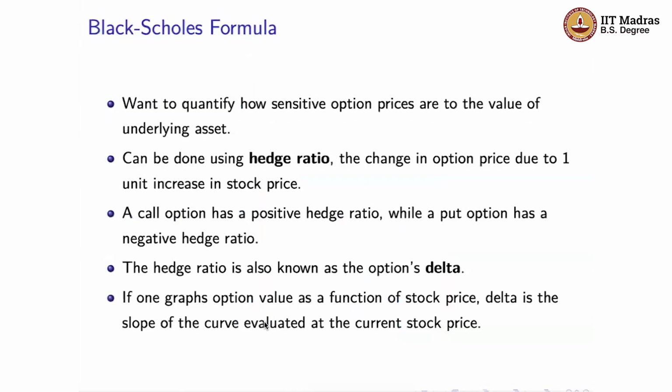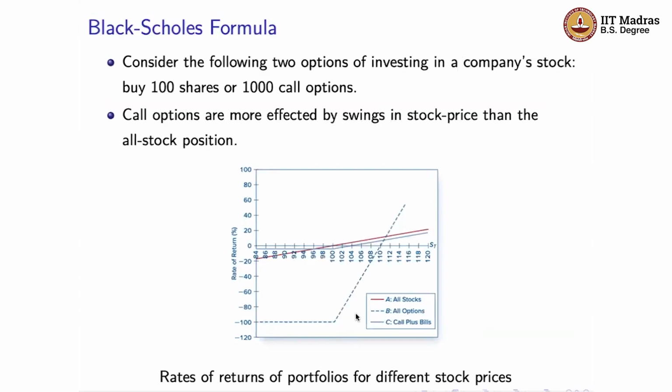And this can be done using the hedge ratio. So what is the hedge ratio? This is the change in the option price due to a 1 unit increase in the stock price. Based on this diagram, we already know that a call option should have a positive hedge ratio, and in fact a put option should have a negative hedge ratio. So why should a call option have a positive hedge ratio? You can see here that as the stock price is going up, the call option's rate of return is going up, and hence its price should be going up.